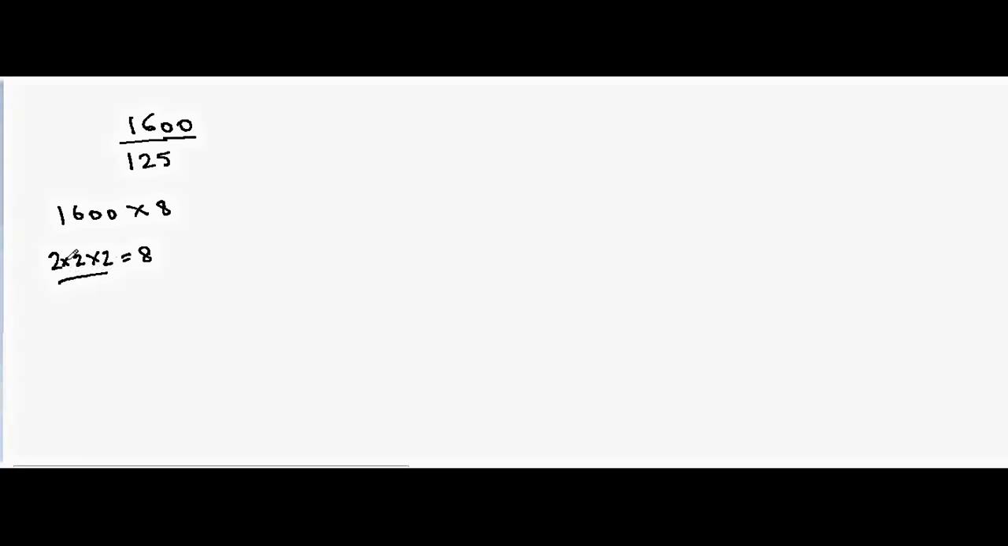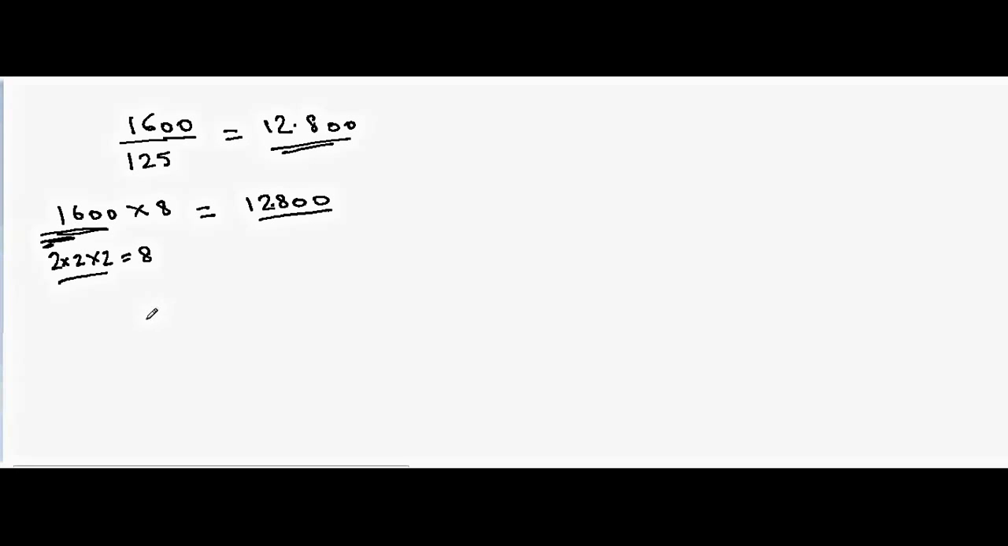So remember, when we have to divide by 5, we just take one 2; for 25 we take two 2s, and for 125 we take three 2s. So 1600 I multiply by 8. What is 1600 into 8? It's easy. We already know 16 into 4 is 64, so 16 into 8 is 128, and then we put two zeros at the end, and we put a decimal after three digits, so the answer will be 12.800.